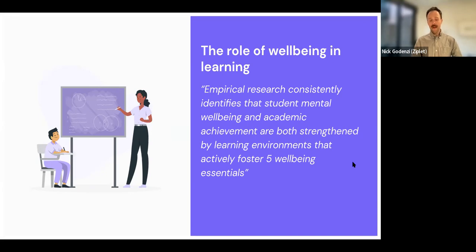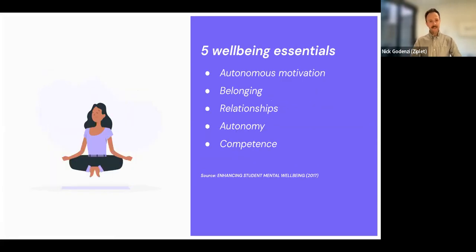A bit of research led by Melbourne University, in collaboration with a number of universities around Australia, noted that empirical research consistently identifies that student mental wellbeing and academic achievement are both strengthened by learning environments that actively foster 5 wellbeing essentials. Those 5 essentials are autonomous motivation, so having students who feel intrinsically motivated by activities that they find satisfying.